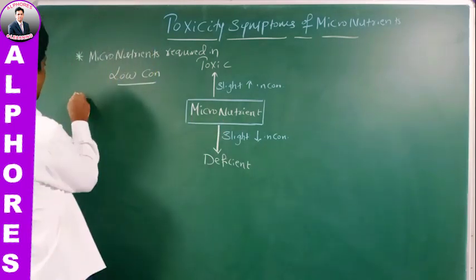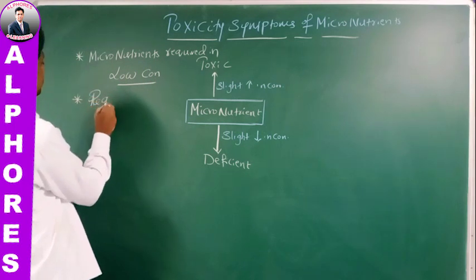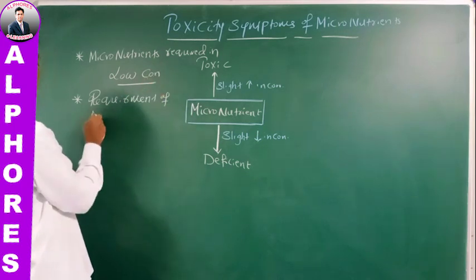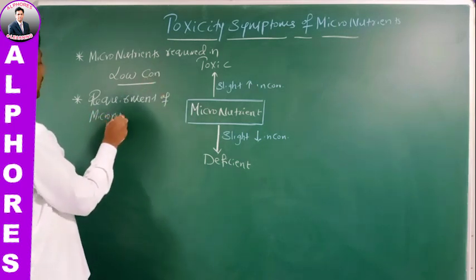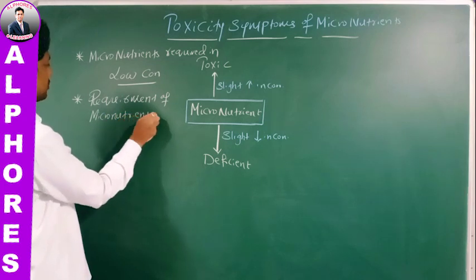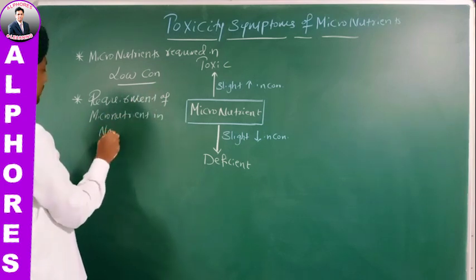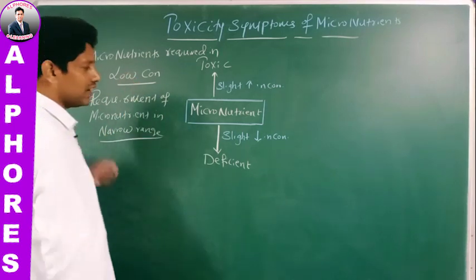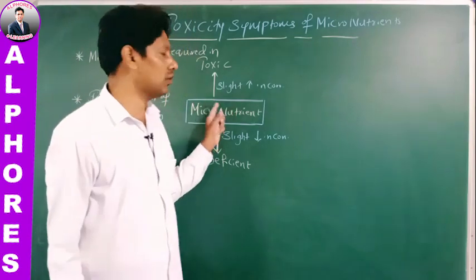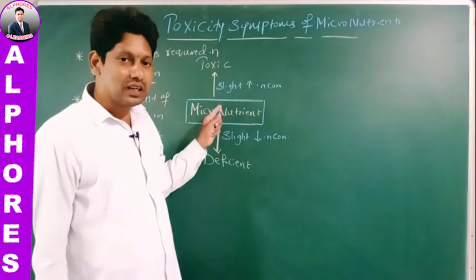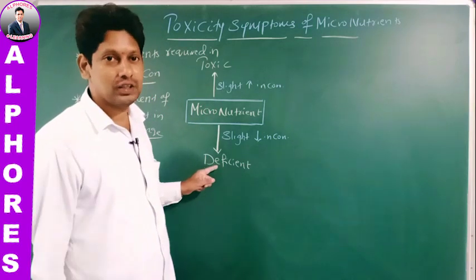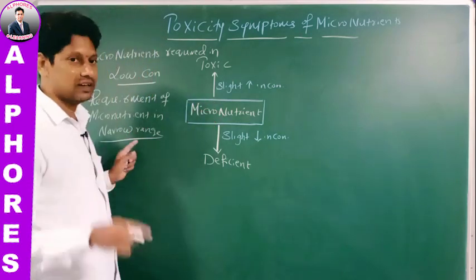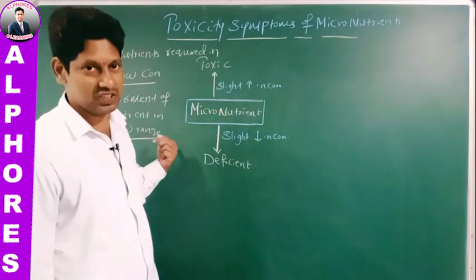Therefore, what's the requirement? A requirement of micronutrient in what? Narrow range. Why are we saying it is a narrow range? Because a slight increase makes the micronutrient toxic and a slight decrease makes it deficient. It means how much is required, that much should be supplied. Yes or no? Therefore, its requirement is in a narrow range. A narrow range of concentration is required.